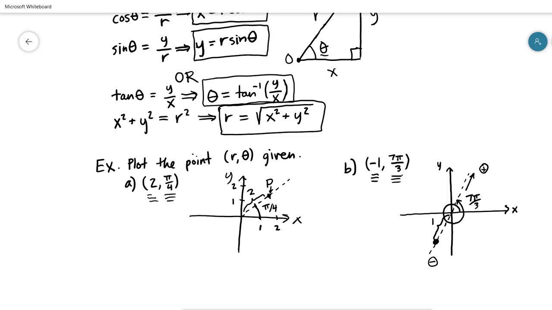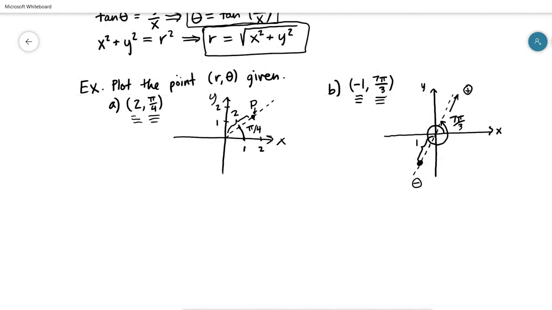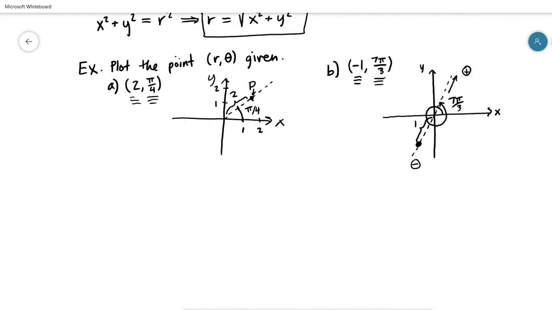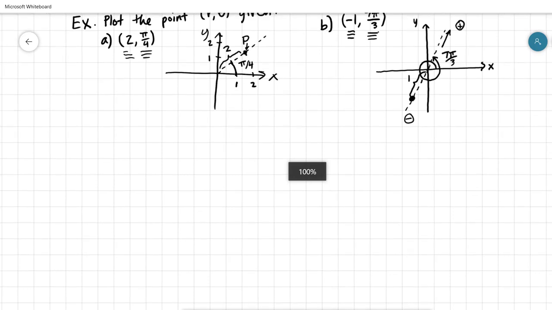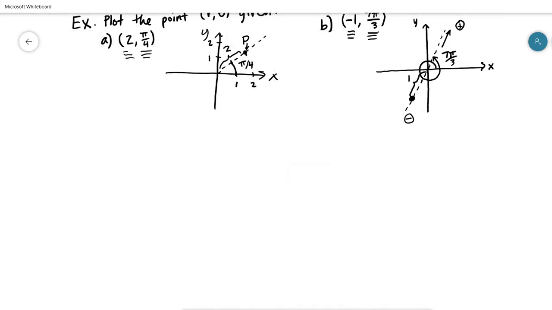I think that probably gives you a sense of exactly how we're doing this. I should mention as well, it's totally possible for the value of theta to be negative, for us to go in a clockwise direction instead of a counterclockwise direction, but I don't think that's a particularly tricky concept, so I'm going to skip that idea for now. And what I'm going to focus on instead is how do we convert between coordinate systems?